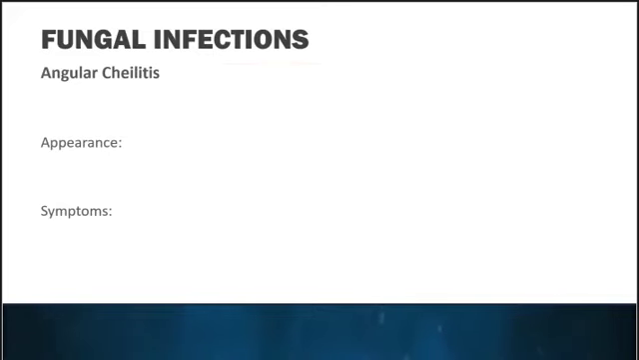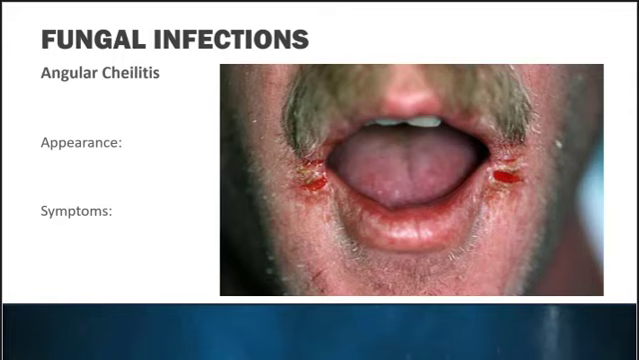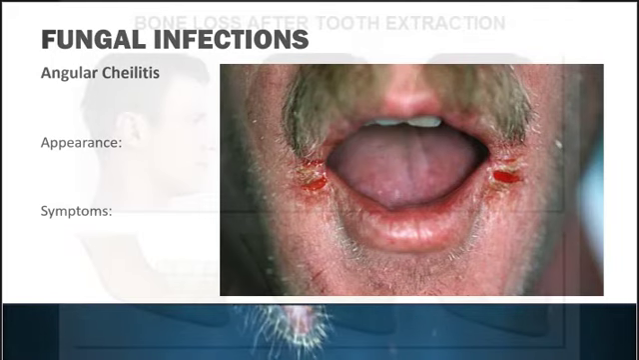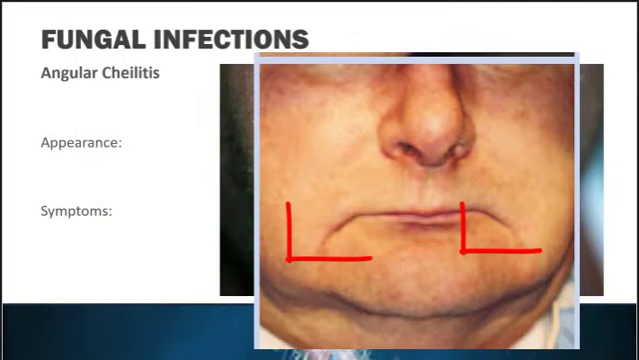Angular cheilitis is another condition that you're going to see frequently. We see this in the labial commissures in patients who have a downturned mouth due to loss of vertical height, usually as a result of wearing a denture, and they lose that vertical height and it causes the corners of their mouth to turn down, and the saliva will pool in the corners of their mouth.